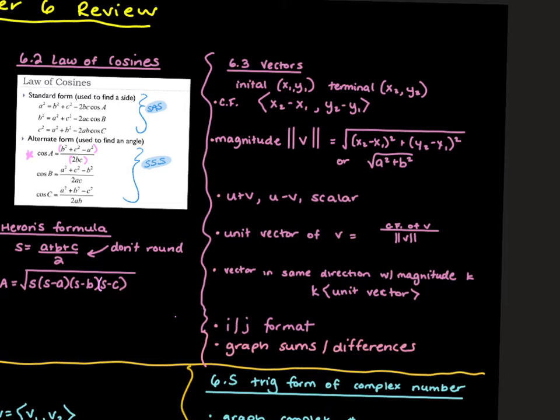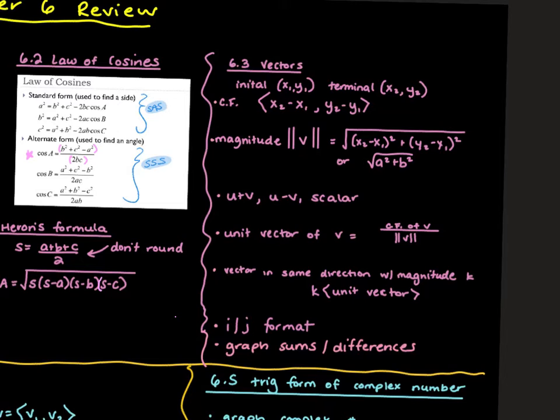6-3 is your vectors. So if I have an initial point at x1, y1, and a terminal point at x2, y2, I'm going to find CF, which means component form. The component form by doing x2 minus x1 and then y2 minus y1. The magnitude of that vector would be 2 ways. The distance formula, x2 minus x1 squared plus y2 minus y1 squared, all underneath that square root. Or if you already have the component form, the square root of a squared plus b squared.